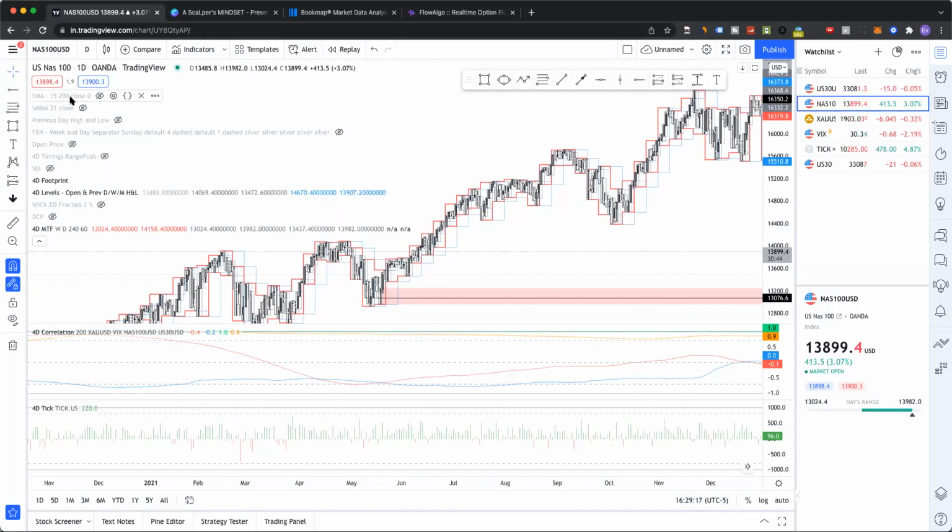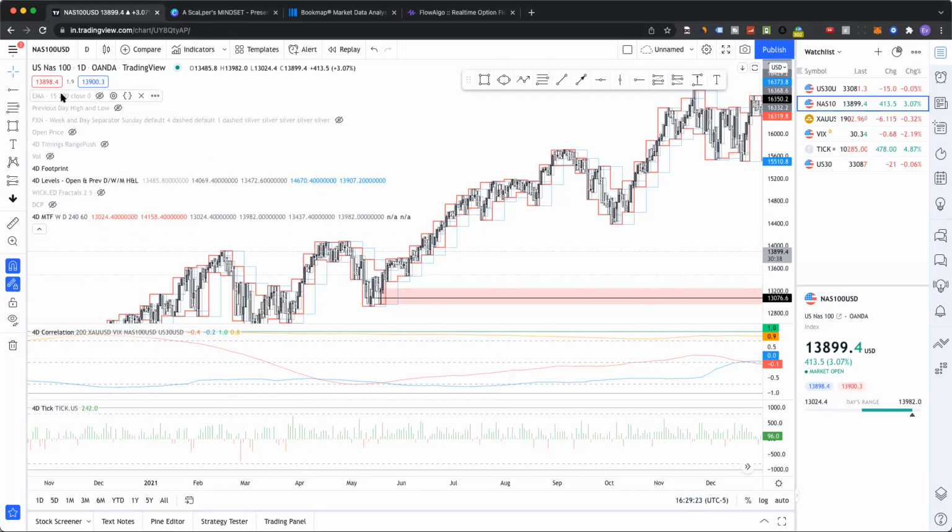Okay. I like to use a 200 EMA, which we'll talk about in another lesson. I don't really use the SMA, so I'm actually going to remove that. It's the 200 EMA. I use a previous day's high or low indicator, or you can use the 4D one, open and previous days, weeks, and months, high and low. Okay, so that'll be displayed here. Let me turn this off real quick.